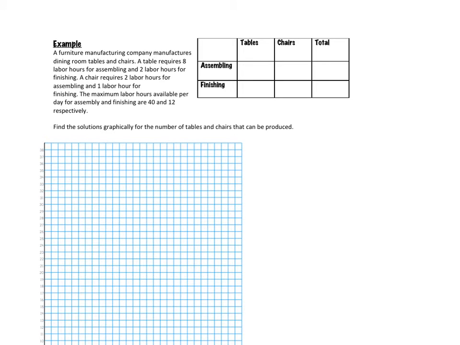So again, here's another example. And again, remember what we're going to do. We're going to define the variables first. We create the table here, define the variables, and then we're going to have what our restraints are in our table.